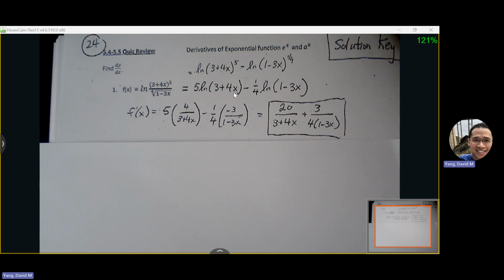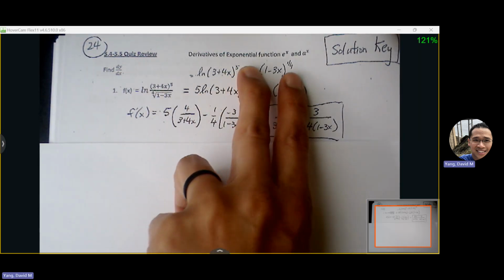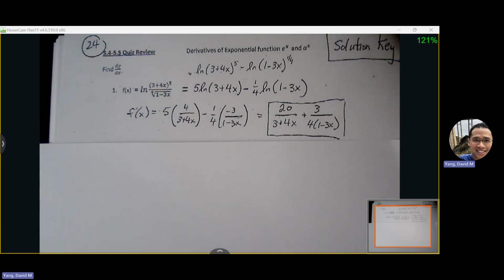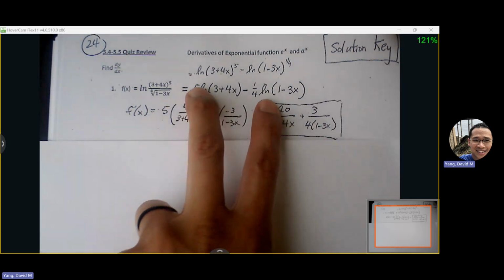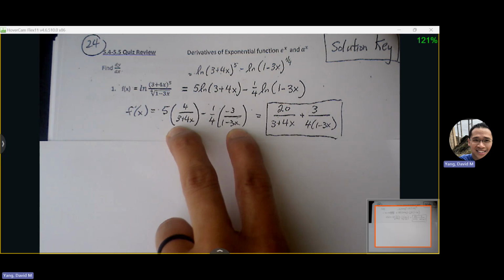Students have asked, do you need to bring the 5 and the 1/4 down? The answer is technically you don't have to, but it will just make your derivative process easier, because you can just go through u prime over u without having to go through a messier chain rule within that derivative. So anytime we can use these properties to make our derivative process easier, we want to take advantage of that. Once we bring our coefficients down in front, then it's simply u prime over u for each of my natural log derivatives.